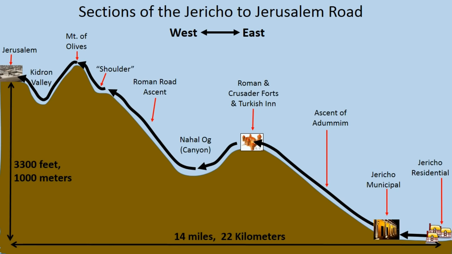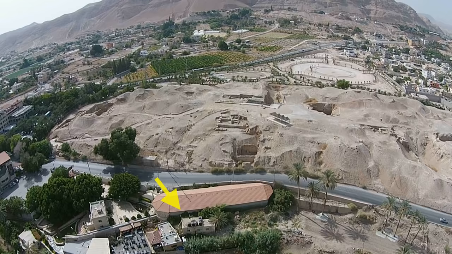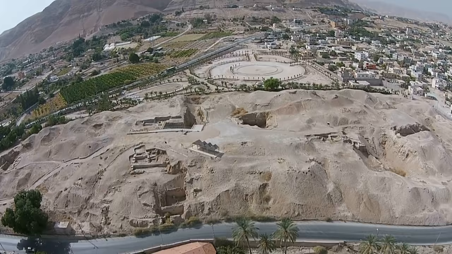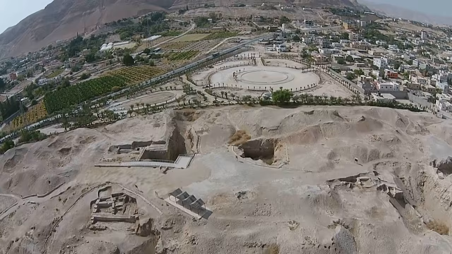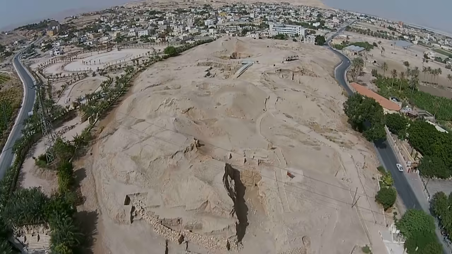We start our journey back down near Jericho's strongest freshwater spring, which is covered by the long red roofed building. Next to the spring sit the ruins of Old Testament period Jericho, conquered by Joshua. Ruins of the conquered Canaanite city have been exposed by modern archaeological excavation. From here we continue south or west to Herodian Municipal Jericho.